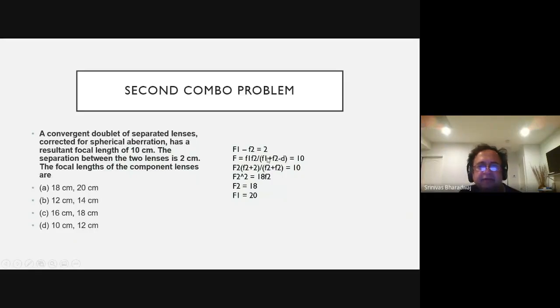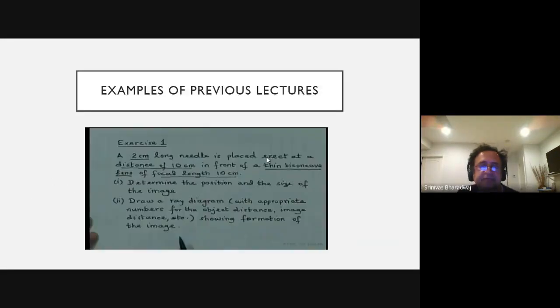Remember this: convergent doublet. So what does convergent mean? Convergent means that the focal lengths are positive. Remember, the concave lens has negative focal length. A 2 centimeter long needle is placed erect at a distance of 10 cm in front of a biconcave lens of focal length 10.